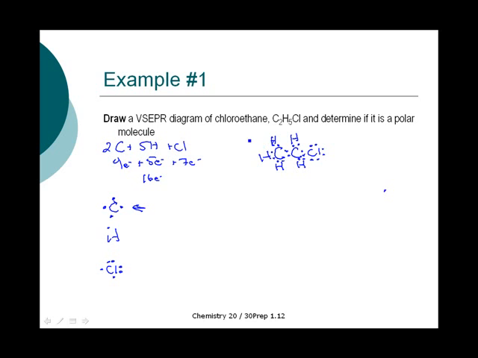So now we're going to do our VSEPR diagram. If we take a look, we have a tetrahedral center and a tetrahedral center. They're both AX4 centers. They have no lone pairs and 4 atoms bonded around them.